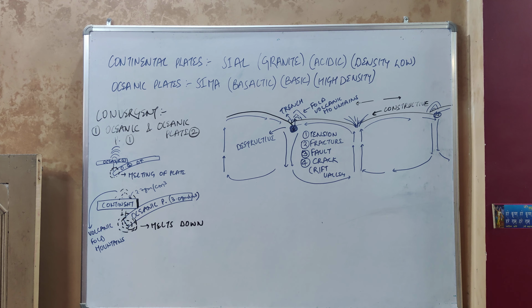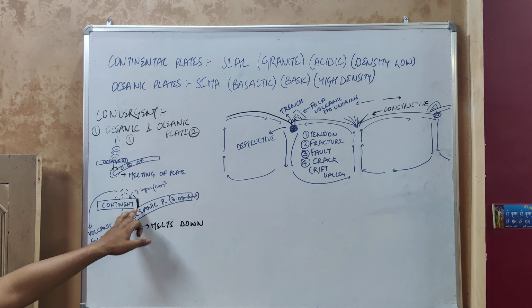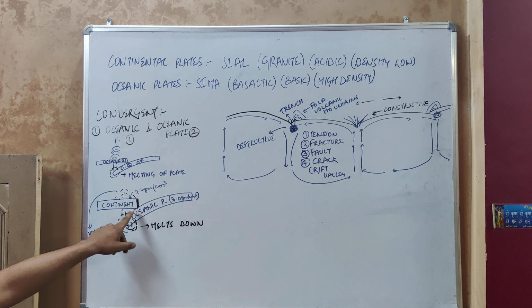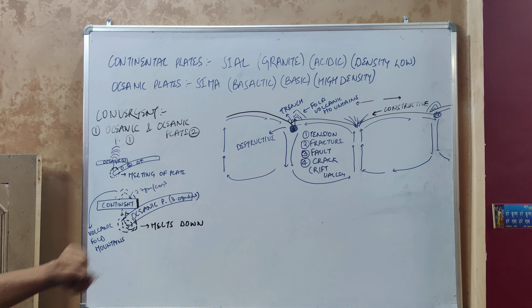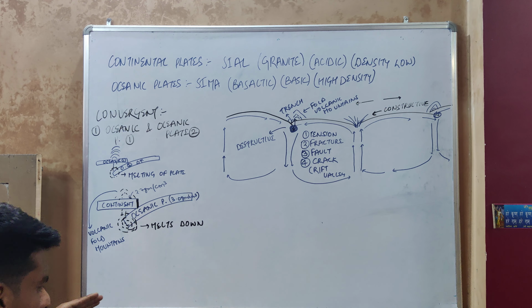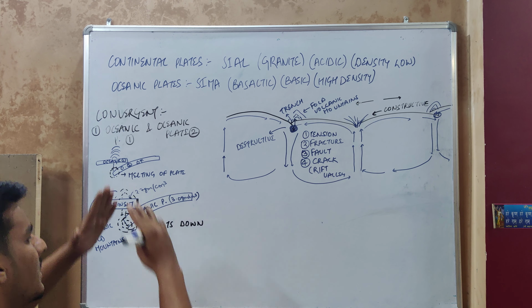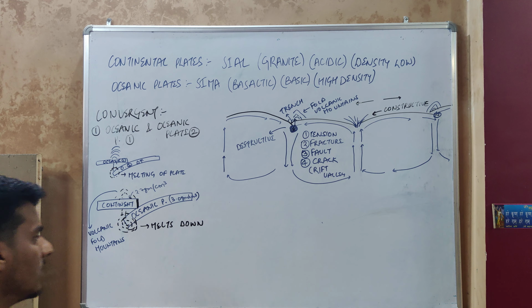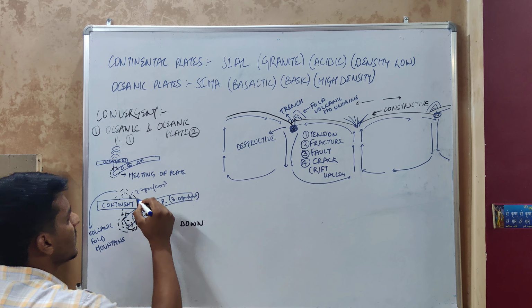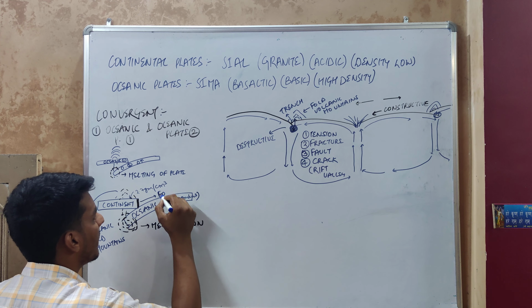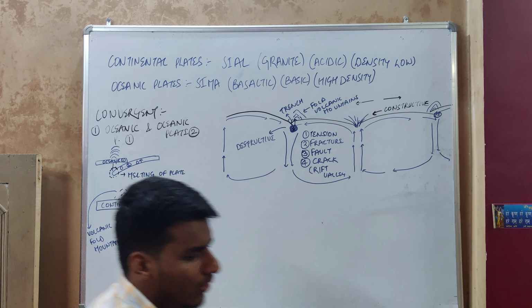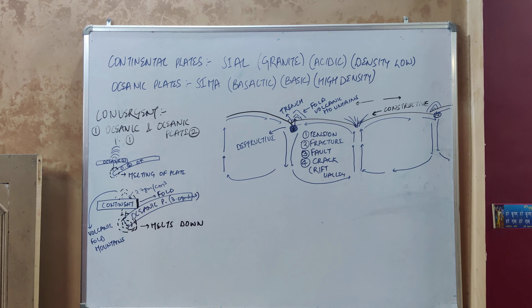So in the same way, when rivers bring sediments along their course and deposit them on the continental margin, when a plate converges, it forms landforms, that is your fold mountains. So there is the formation of fold mountains here, and here, and here.